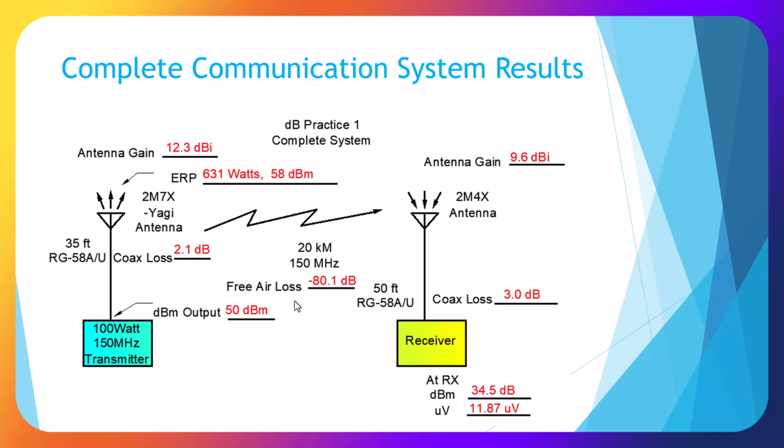We have a free air loss of minus 80.1 dB. And we go into our 2M4X antenna. Our antenna gain is 9.6 dBi. Our coax loss is 3.0 dB. And at our receiver, we have 34.5 dB and 11.87 microvolts.